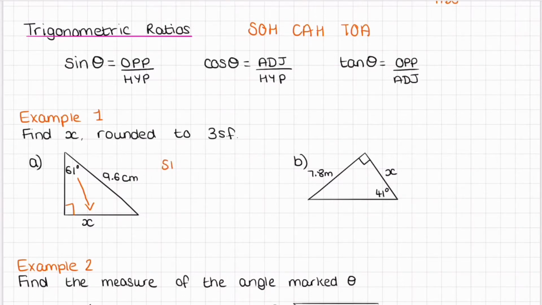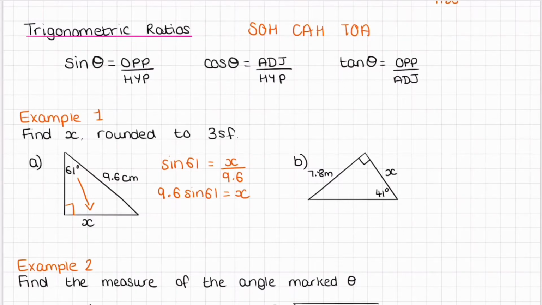So we're going to be going with sine, and then the angle, sine 61 equals the opposite side, which is x, over the hypotenuse, which is 9.6. Now from here we have to rearrange it, so we have x equals. Because the x is on the top of the fraction, it's nice and easy, we just have to multiply the 9.6 to the other side. So we'll get 9.6 sine 61 equals x.